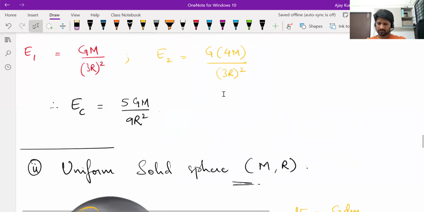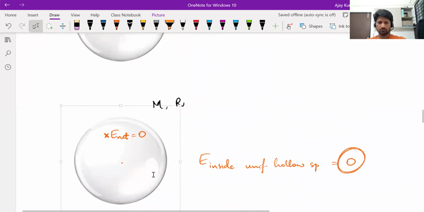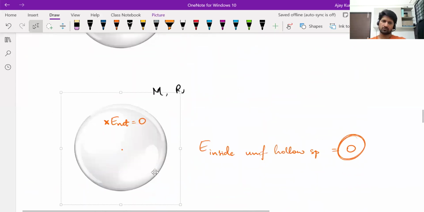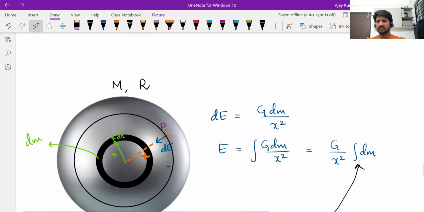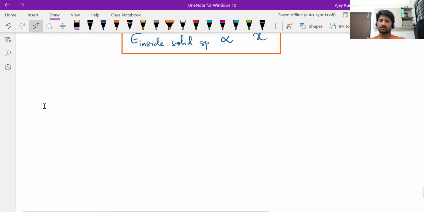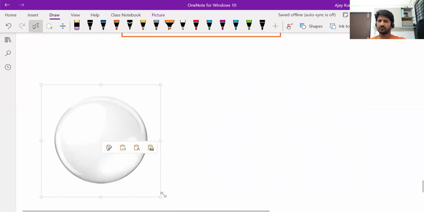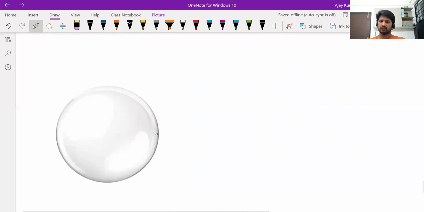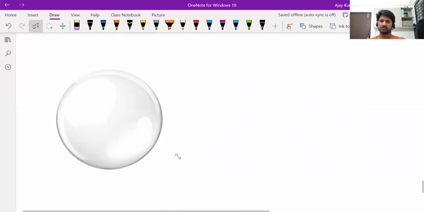Okay. So we know the expression for field produced by a hollow sphere inside as well as outside. And using that, we derived the expression for field produced by a solid sphere inside as well as outside. Now graphs based on these field expressions are very common. You need to know how to draw the graphs.